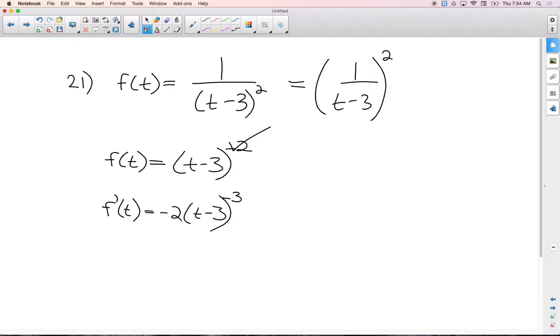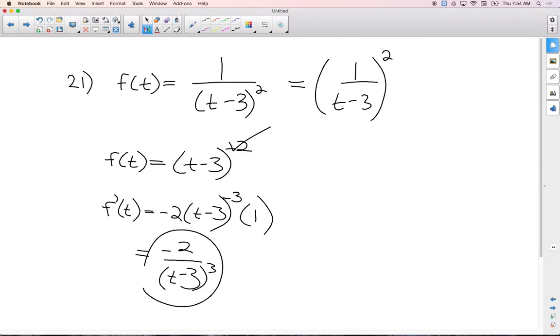Now you do times the derivative of the inside. Be careful, because sometimes this derivative of the inside might be different. But what is the derivative this time of t minus 3? 1. So that's kind of nice. So final answer would be negative 2 over t minus 3 to the 3rd. Done. And that's really nice because quotient rule would have taken a lot longer.